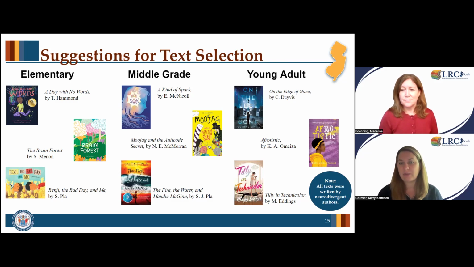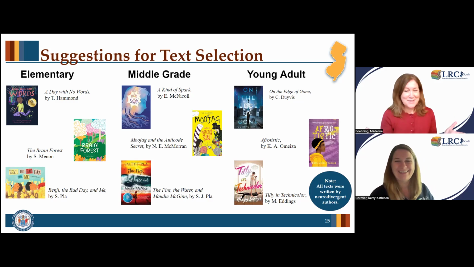In young adult novels, we have On the Edge of Gone, Afrotistic, and Tilly in Technicolor. And again, they're all written by neurodivergent authors. They center neurodivergent characters. And certainly there is an element of the characters explaining their neurodivergence and how life is for them, but it's not necessarily the key focus of the plot. They have great stories, and the kids and the students will love them.